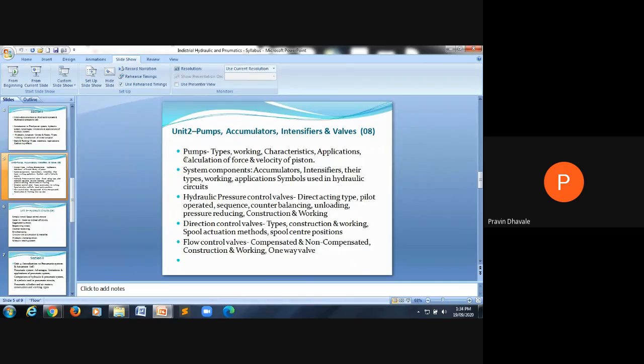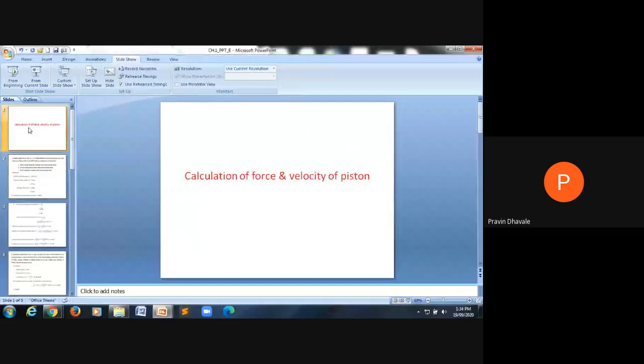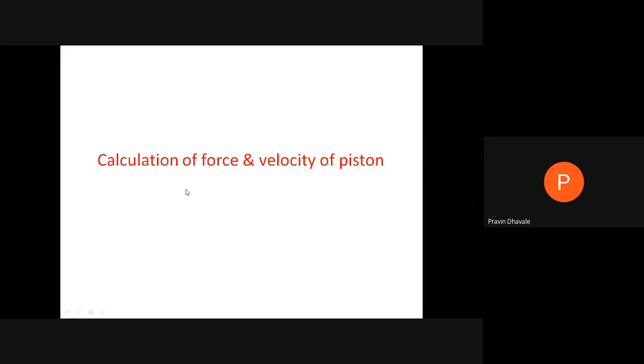It will be from chapter number two, sorry. Pumps, accumulator, valves, and intensifier, where we study different types of pump, their construction, working, application, and characteristics. This part is remaining, right? The calculation of force and velocity. From NPTEL, I have taken some examples which are focused on force and velocity of the piston. Those examples we will discuss and solve during this lecture. This is the calculation of force and velocity of the piston.